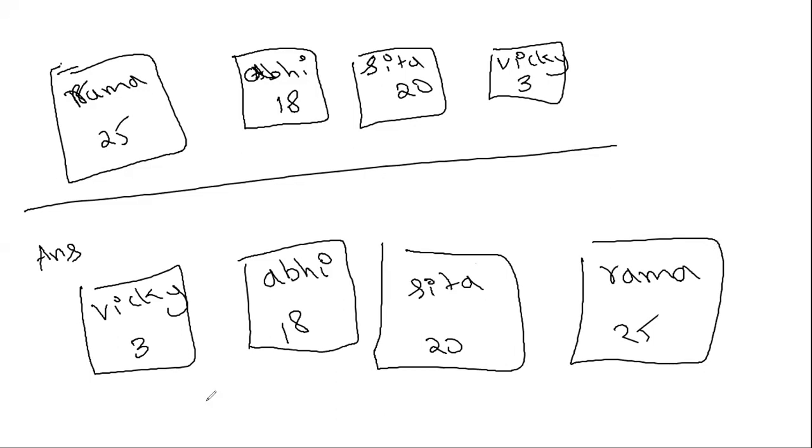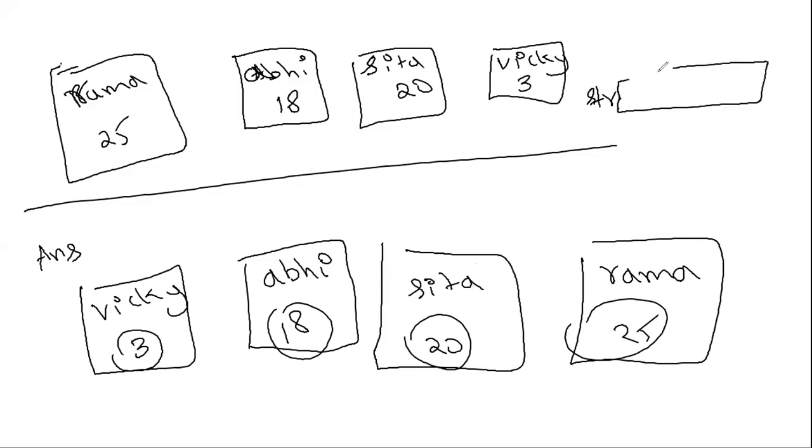So we have to sort them based on their ages. But the question is not so simple because they will not give this object for you. You have to create the object. They will give you 2 arrays. The first array, str, will be Rama, Abhi, Sita, and the last one, Vicky, in double quotes of course.